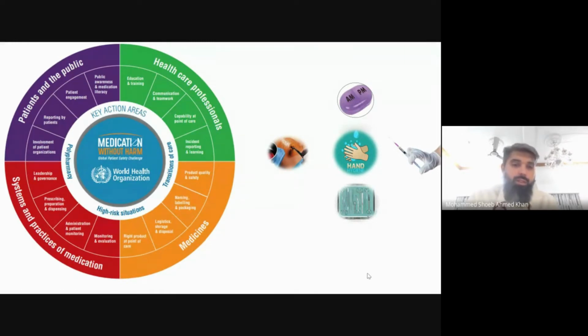In the medicines, the expiry date must be checked, the right patient must be checked, the name labeling must be checked, and whether it should be given IV, IM, or sub-Q must be checked, and it should be given appropriately to the appropriate patient. And especially, patient and public awareness is going high after COVID.